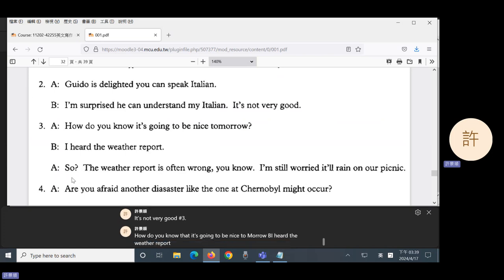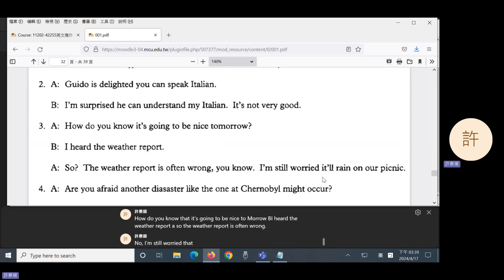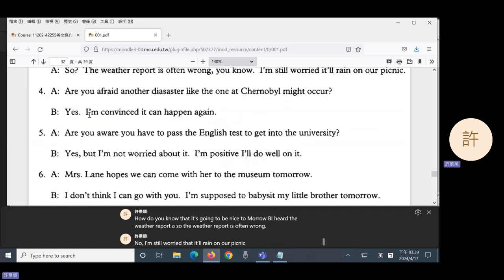A, so? The weather report is often wrong, you know. I'm still worried that it'll rain on our picnic. Number four, are you afraid that another disaster like the one at Chernobyl might occur? This is the Chernobyl nuclear accident in Ukraine. B, yes, I'm convinced that it can happen again.